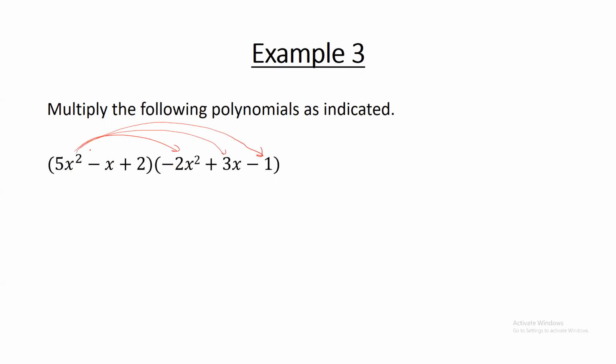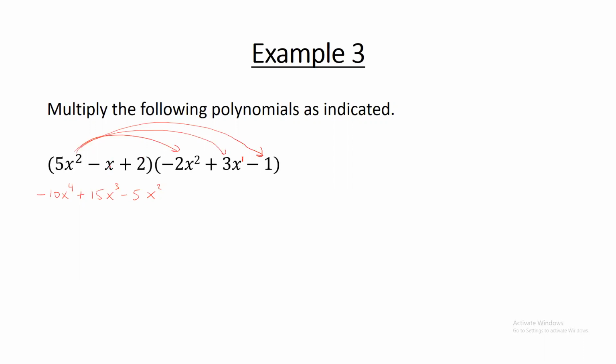So let's do this. 5x squared times negative 2x squared is negative 10x to the 4th, right? Remember, we add the exponents. 2 and 2 is 4. 5x squared times 3x. 5 times 3 is 15. And when we add the exponents, remember, x is like x to the 1st, so 2 plus 1 is 3. And 5x squared times negative 1 is just minus 5x squared.